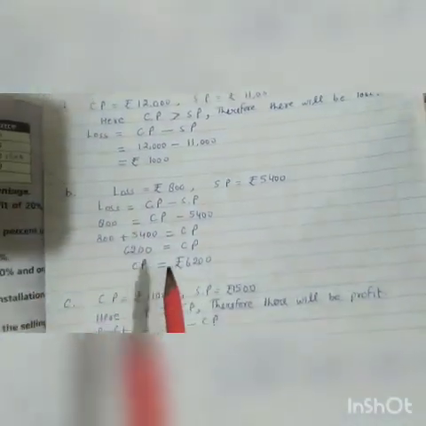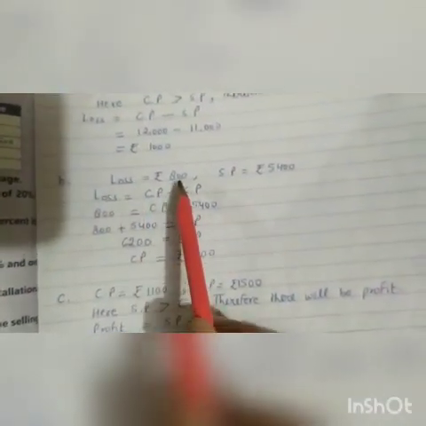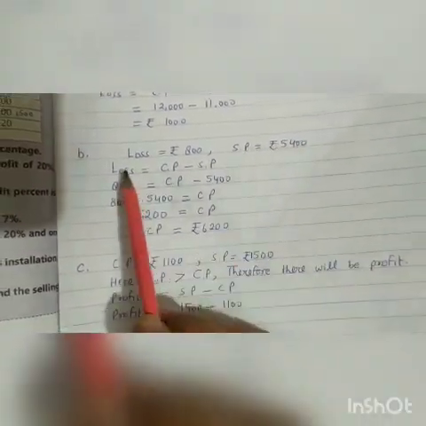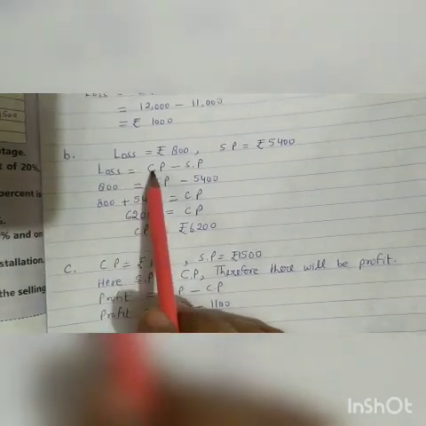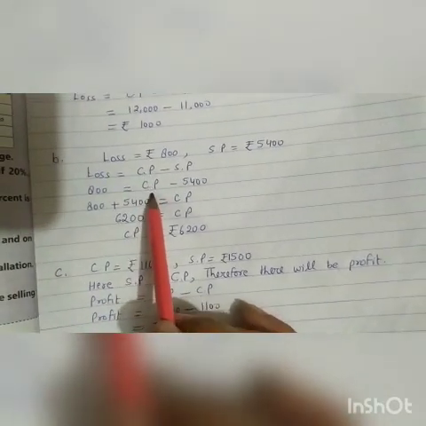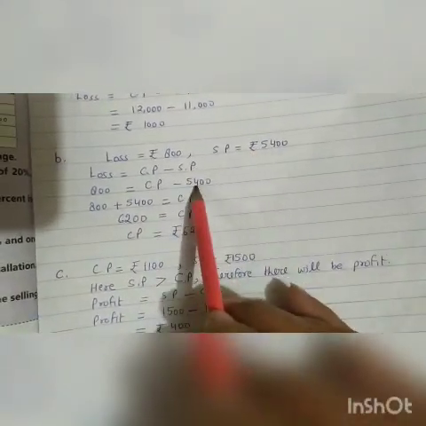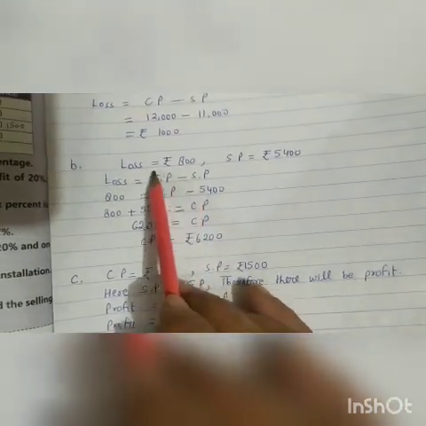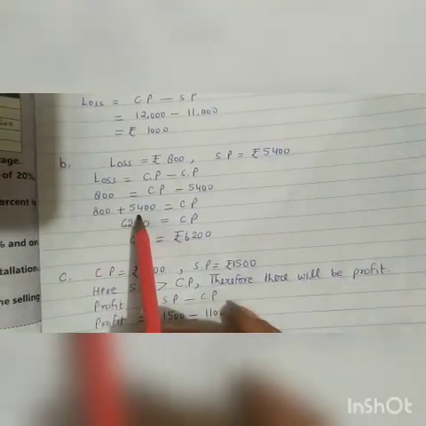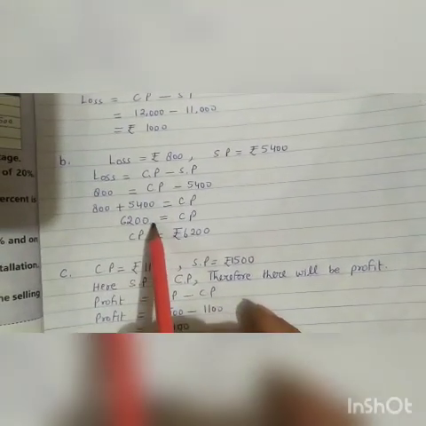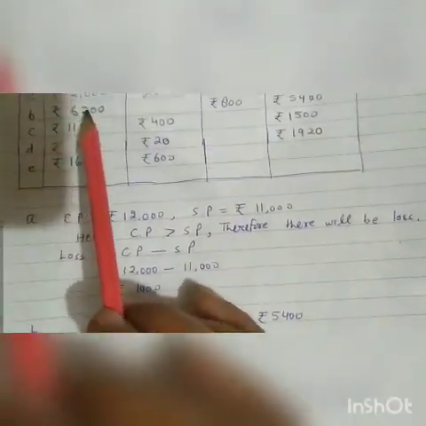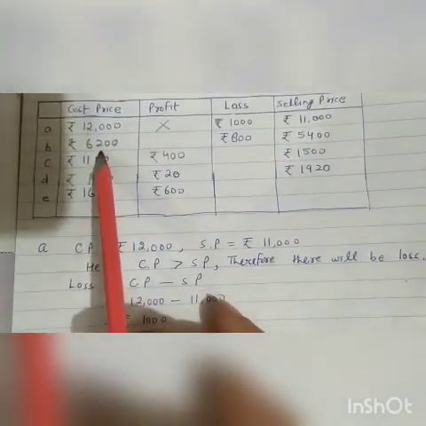Now come to the second part, B. In part B, loss is given as rupees 800 and selling price is given 5,400. So we will write our formula for loss. Loss is equal to CP minus SP. Loss is given 800 rupees equals CP as it is minus selling price 5,400. Take this minus 5,400 to this side. 800 plus 5,400 equals CP. When we add it, we get 6,200. So cost price is 6,200. We will fill in the table 6,200 in the column of cost price.